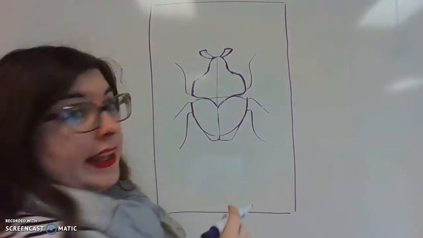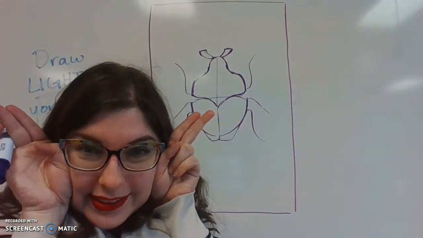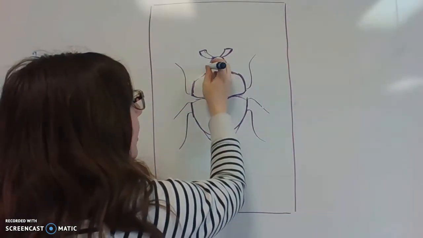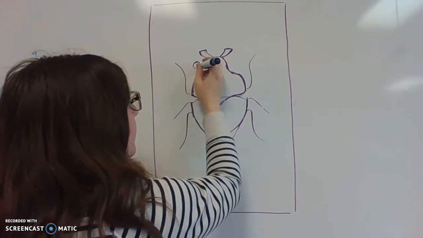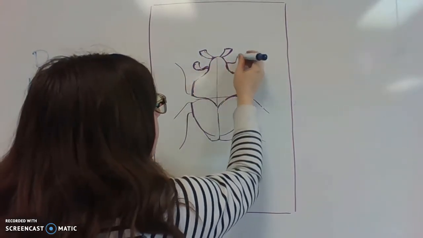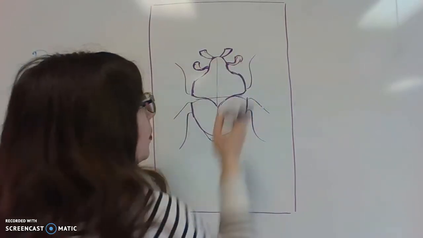Okay? And then we have these kind of like antennas that come out of the side of the head. And so that's going to have a wavy line ending in a teardrop on both sides.